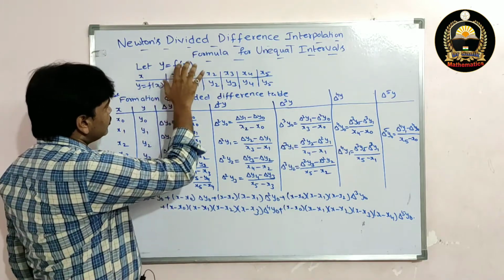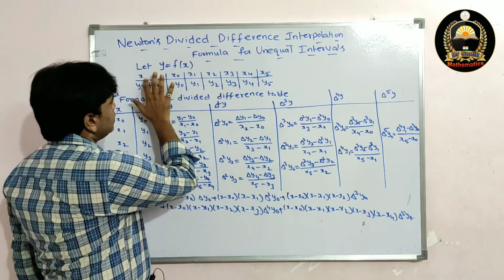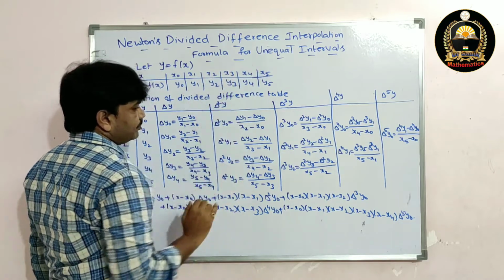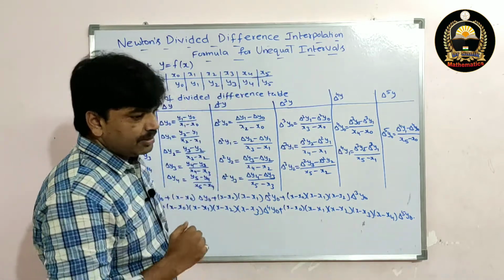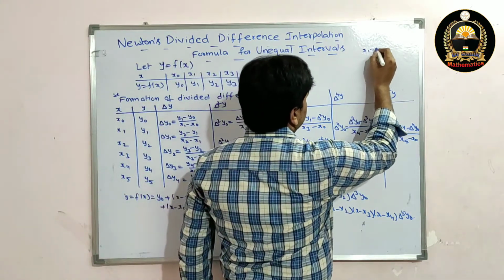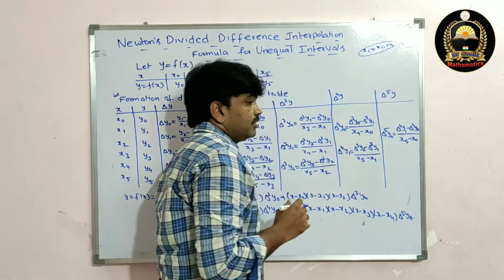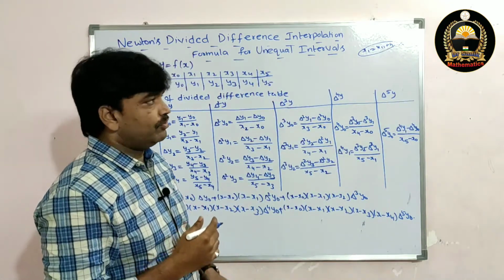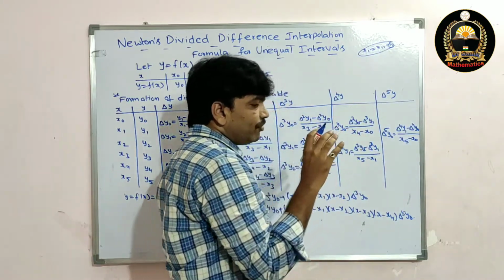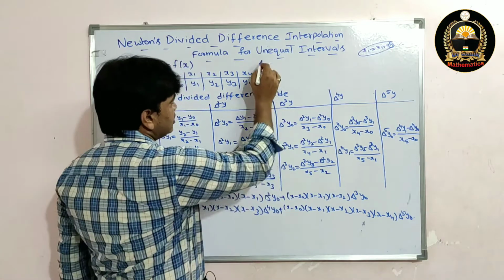For finding this value, he gives a table: x0, x1, x2, x3, x4, x5. Previously we had x1 equal to x0 plus h, but here there is no need for equal difference. What is h here? There is no need for equal difference. That is why it is called unequal intervals.